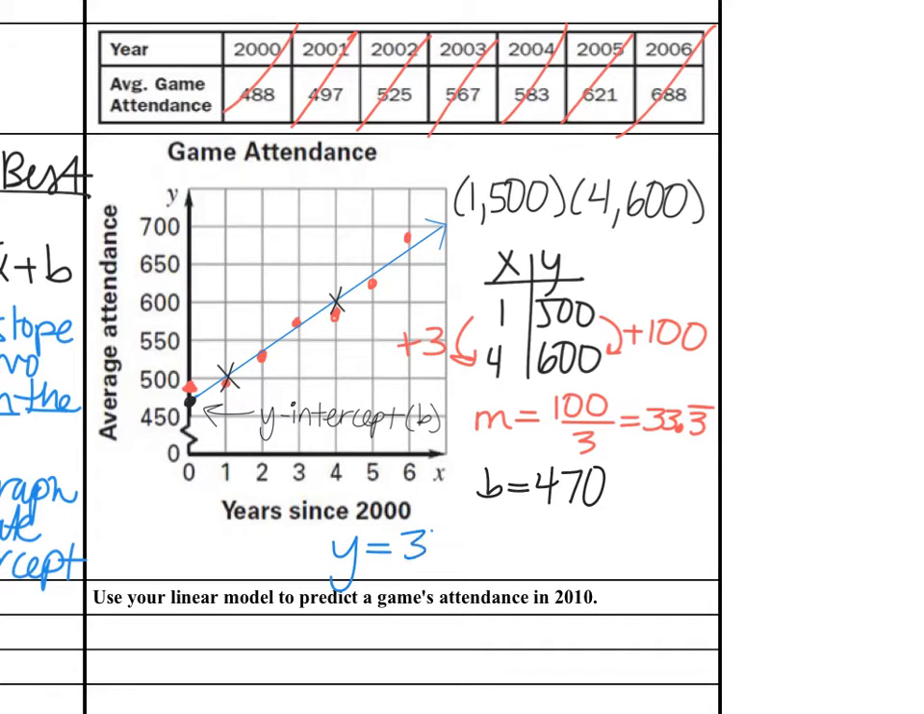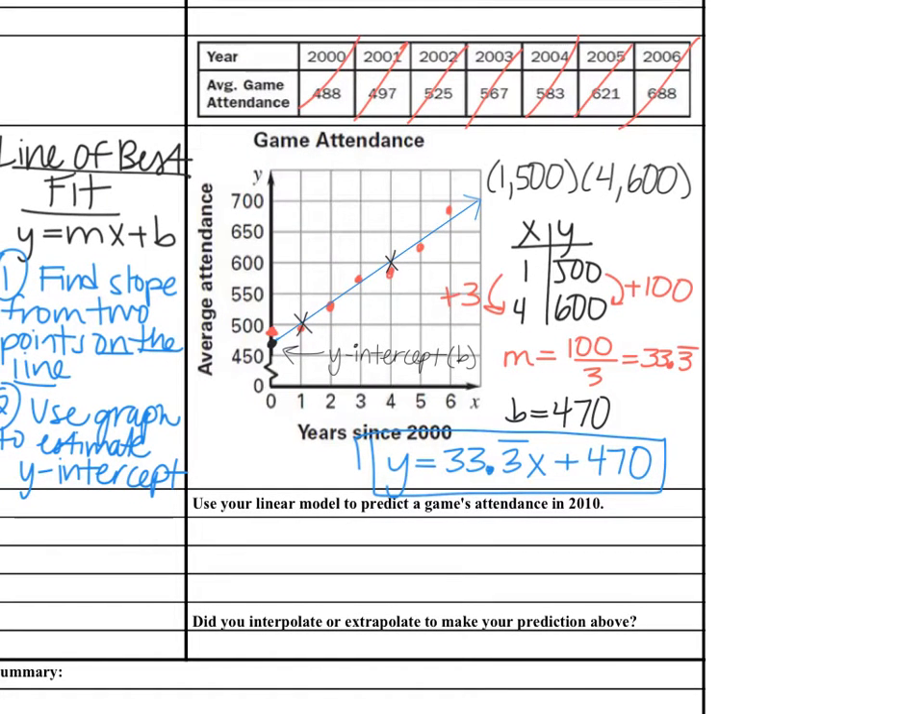y equals 33.3x, 33.3 repeating, which is what that bar is, by the way, plus 470. That is your equation of the line that you drew. Use your linear model to predict a game's attendance in 2010. When I say linear model, I mean equation. So use the equation that you just wrote to predict.